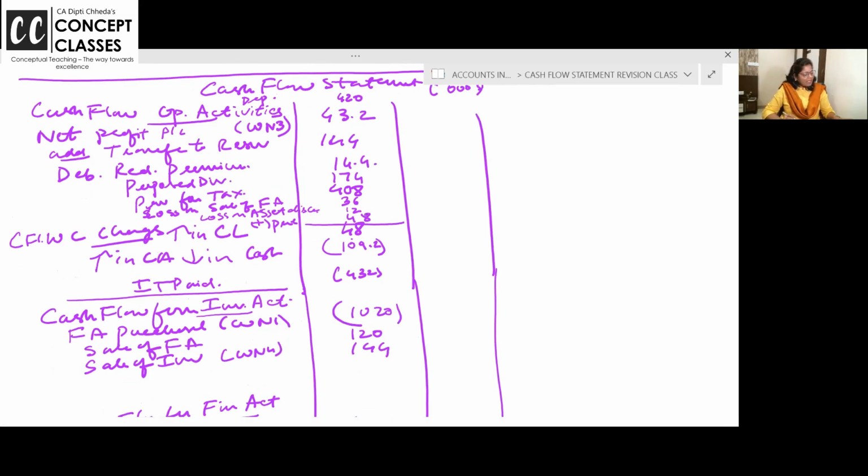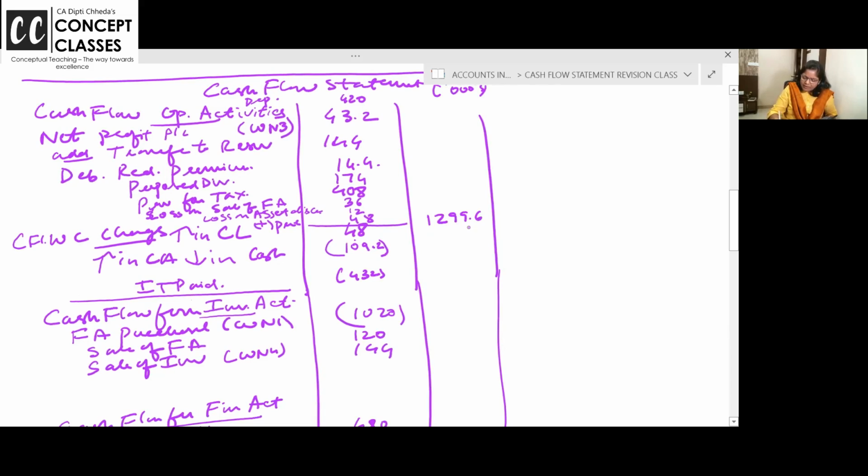Add back 48. Come to adjustment number 1, fixed asset over, depreciation over, investment over, stock valuation over, discarded over. Debentures redeemed at premium. Premium भी add back हो गया problem. Now let us add back net profit. 43.2 में सब add back कर दो. Plus 420 plus 144 plus 14.4 plus 174 plus 408 plus 36 plus 12 plus 48. What is the cash flow before working capital changes? 1299.6. I'm just writing on the right hand side because there's no space.